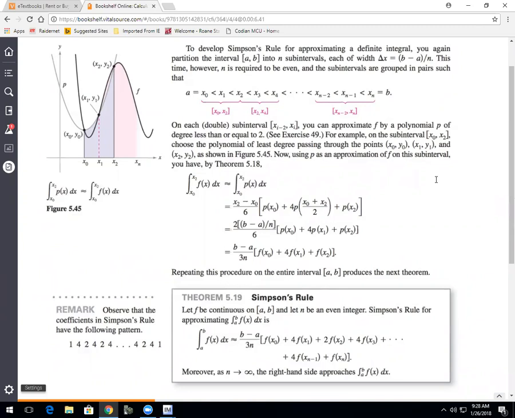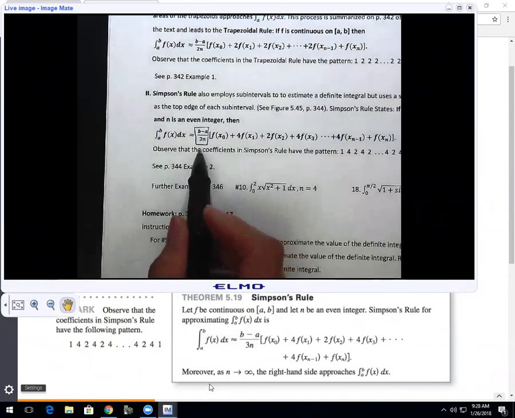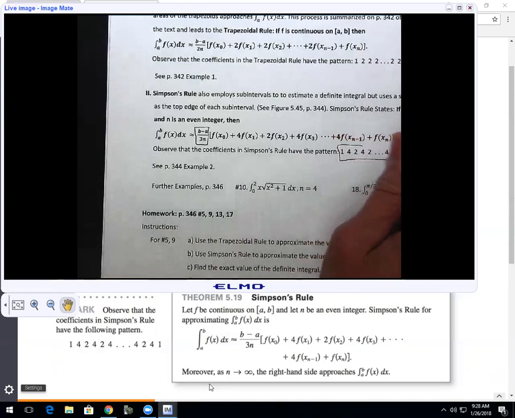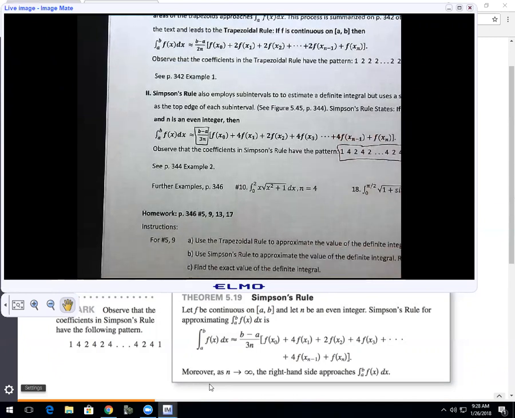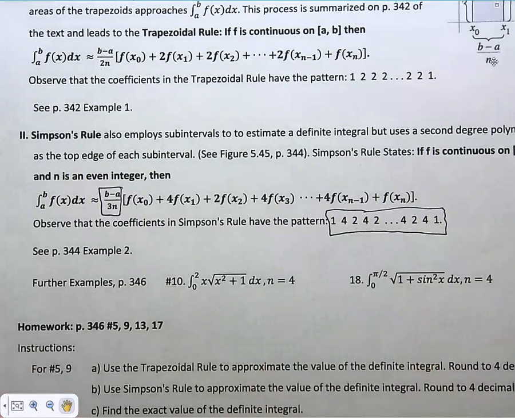So what you're going to remember about Simpson's rule is that the coefficient is b minus a over 3n, and then you're going to remember the pattern of the coefficients. First and last terms both have coefficients of 1, but then the coefficients between them alternate between 4, 2, 4, 2, 4, 2, and the last one back to 1.